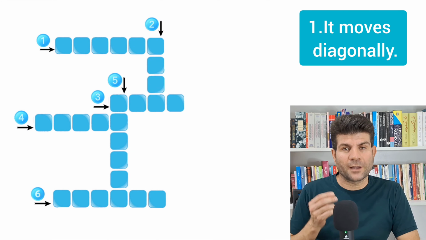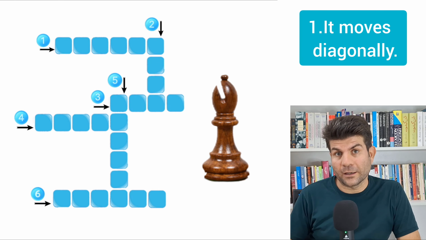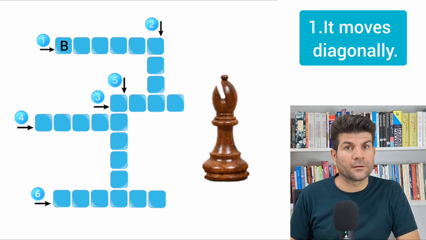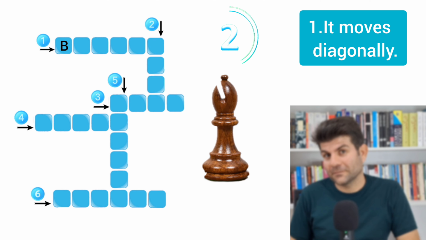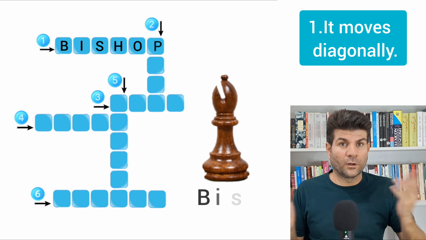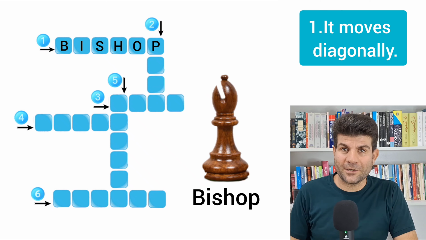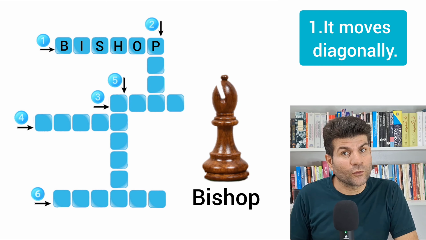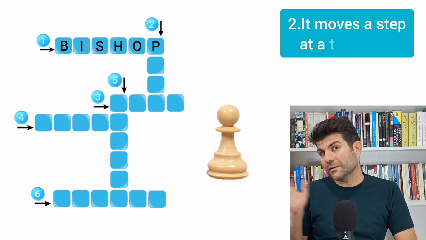This piece moves diagonally. What's the English word for this one? And it starts with letter B. Ready? Well done. It's the bishop. What do you call it in your language? Or what did you call it before in English? Did you know any? And next one.